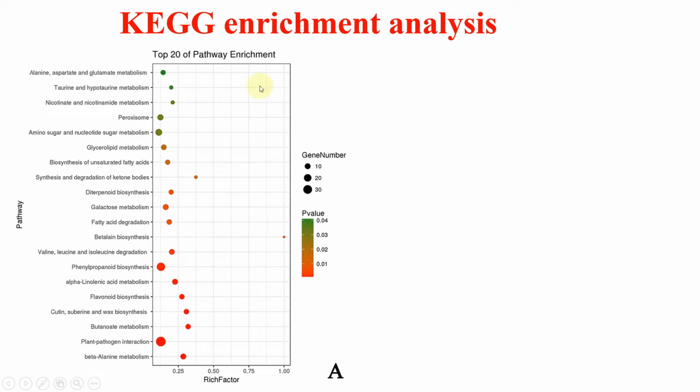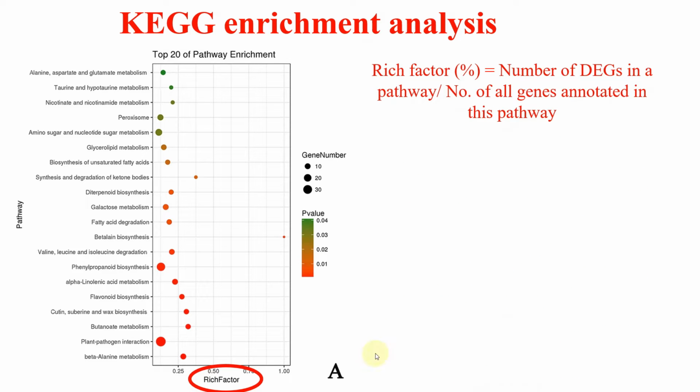Here you can see this is a KEGG bubble chart, which is showing the top 20 pathways of enrichment. Now let's try to understand what its components are, which are mentioned on the y-axis and x-axis. Among them, the first thing which we have to understand is the rich factor. The rich factor is the ratio of the number of DEGs in a pathway to the number of all genes annotated in that pathway.